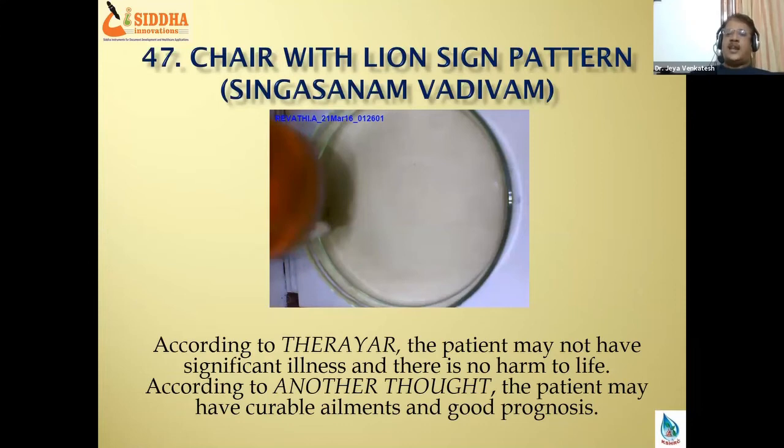So we can conclude whether the patient has a good prognosis or bad prognosis, whether the disease is serious or not serious, and whether the disease is related to Vada, Pitta or Kapha. We can diagnose the disease without asking any questions of the patient by using these diagnostic methods, that is pulse diagnosis and urine diagnosis.